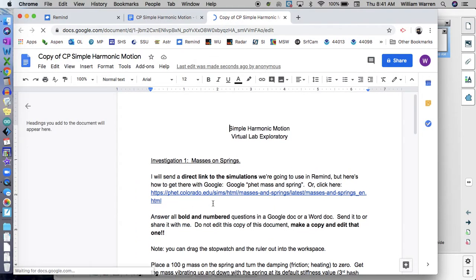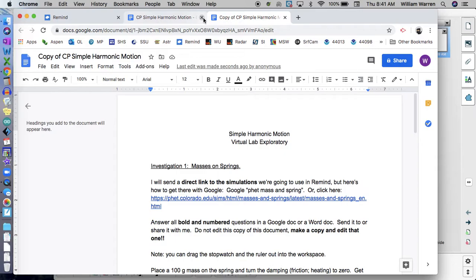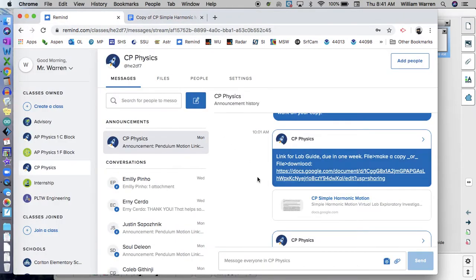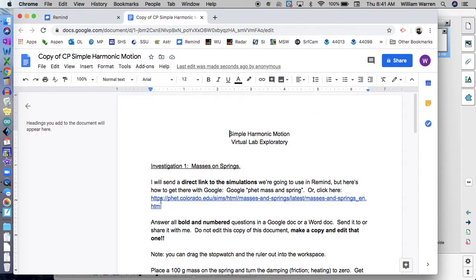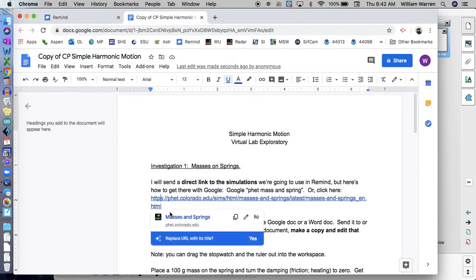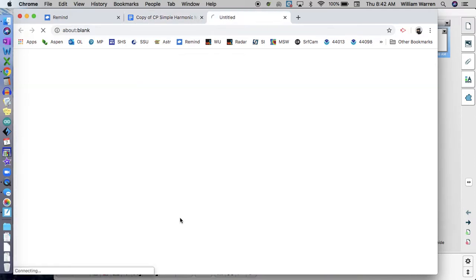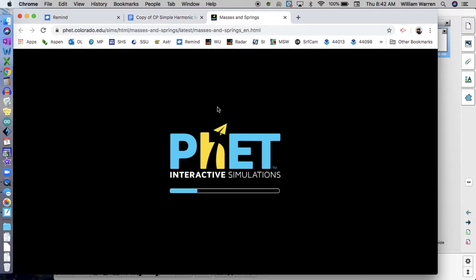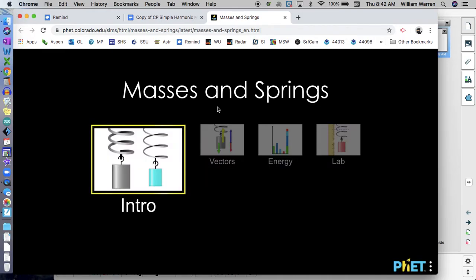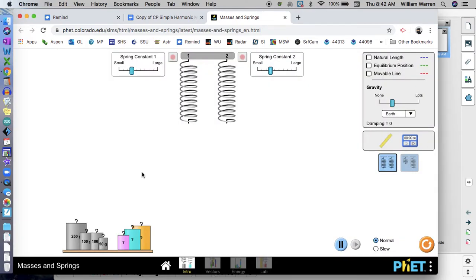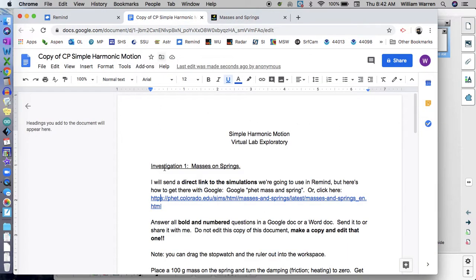Okay, the next thing I'm going to do is close out this one so I don't get mixed up, and I'm going to go back to Remind, or actually you can just do it from here too. I put the links right here. You can click on this, and it takes you to the simulation you'll be using to answer the questions. So the first thing we're going to do is I would just go click on, I think, intro or lab. Let's see. Intro's fine as long as I have a stopwatch. Yeah, we're good. Okay. Let's read this.